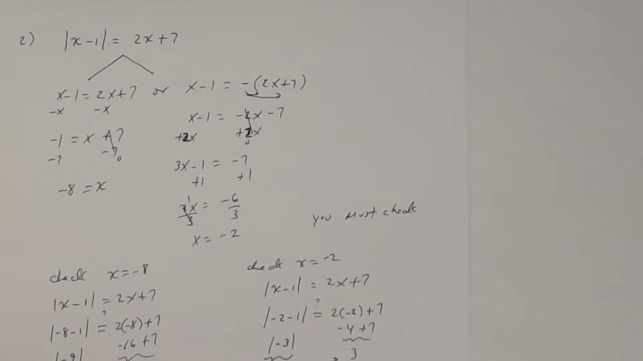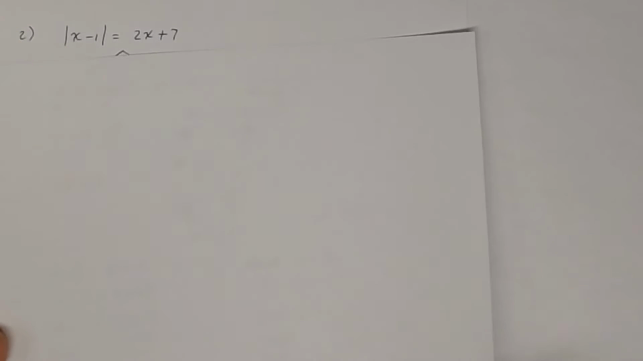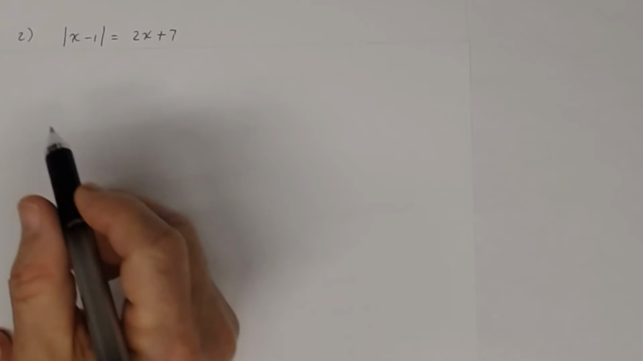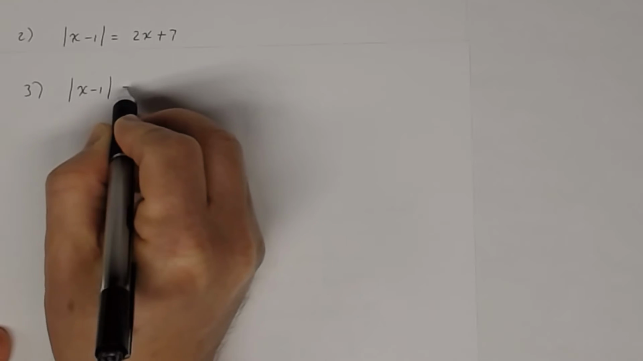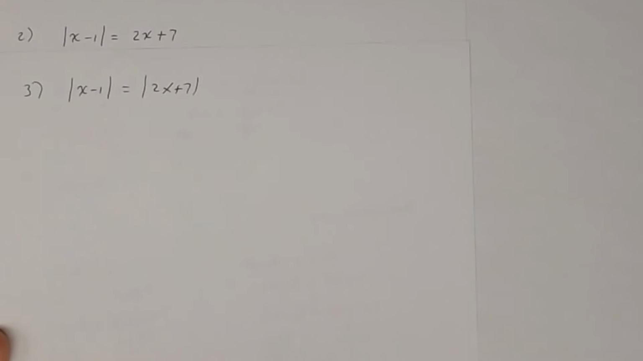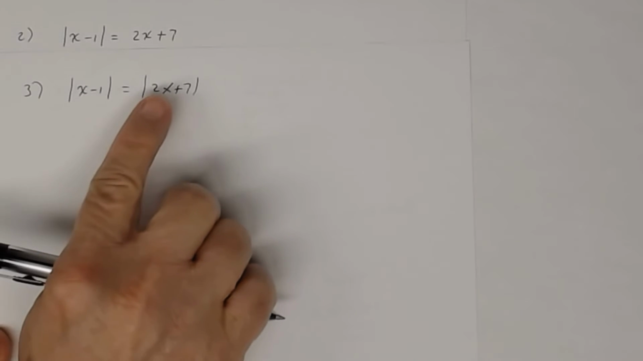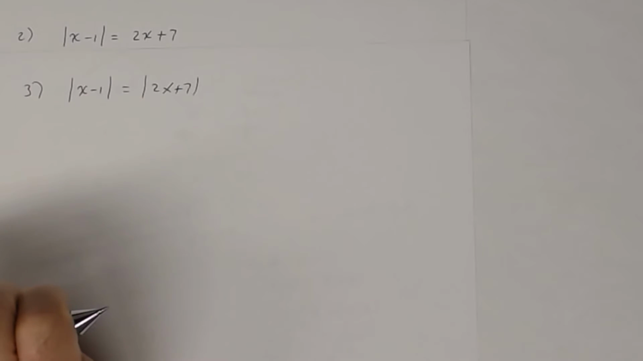Okay, so that was number 2. Now, let's go back and look at number 3. So the question becomes this. Well, what if, so you see I'm looking at number 2 again, but what if I want to solve this absolute value equation? So it's almost like the previous one, right? Except on number 3, both expressions on both sides, I'm taking the absolute value of it.